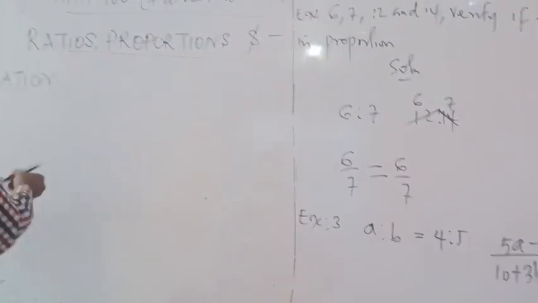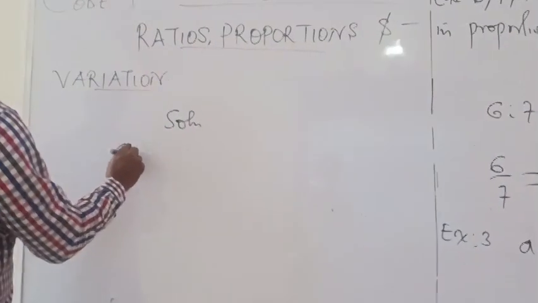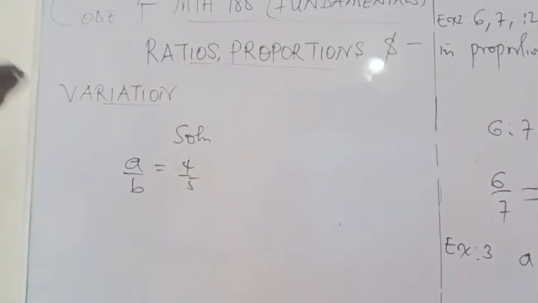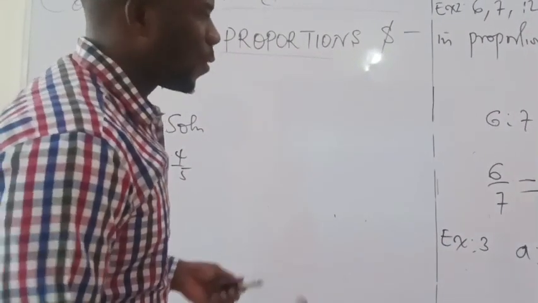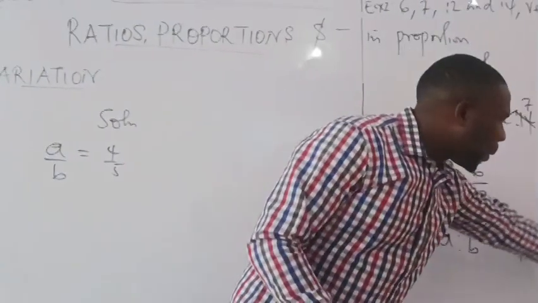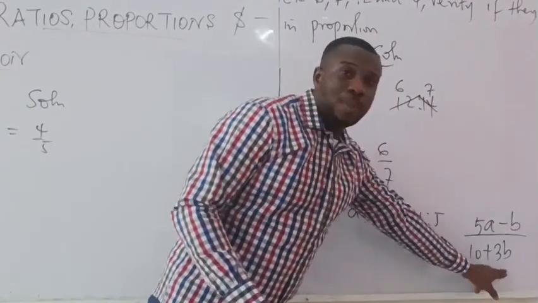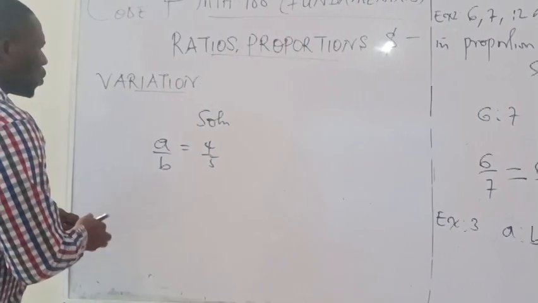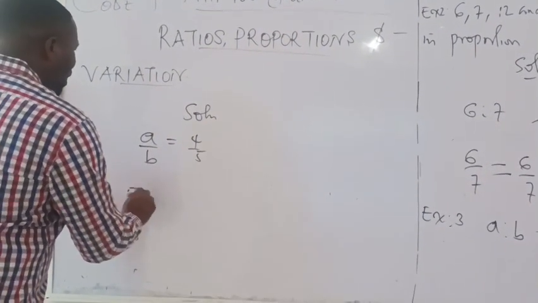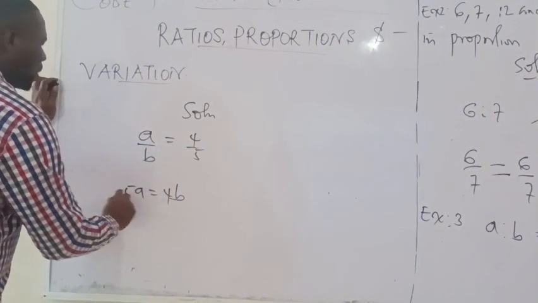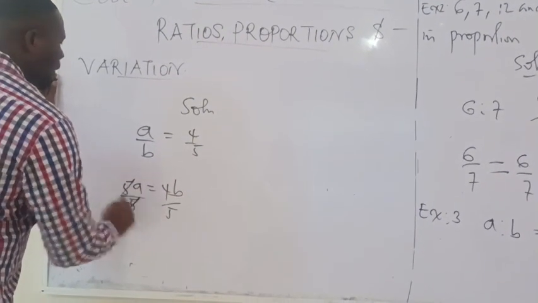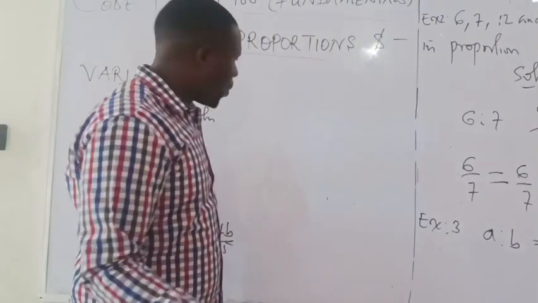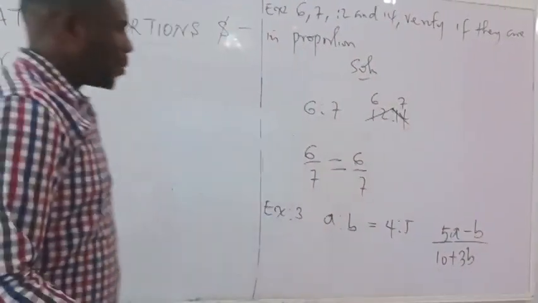Alright, so solution to example 3. I could write as ratio A to B, the same as 4 to 5. So in this case, I want to make A the subject of the formula. Reason being that B appeared both at the top and at the bottom, but A appeared only at the top. So it means I could eliminate A. Alright, so you will cross multiply. We'll see I have 5A equals 4B. And of course, if I divide both sides by 5, we'll see right in our own very eyes that A is 4B over 5.